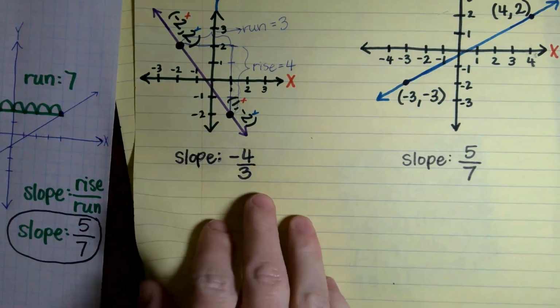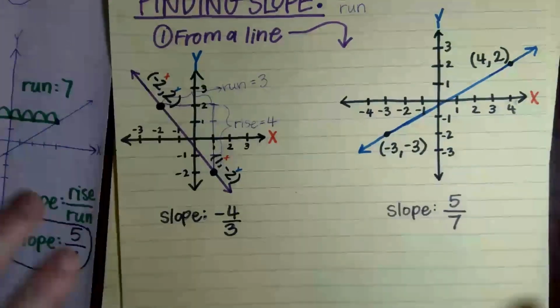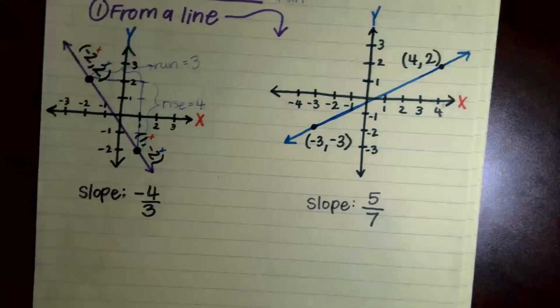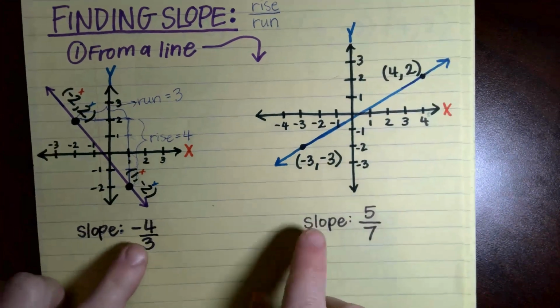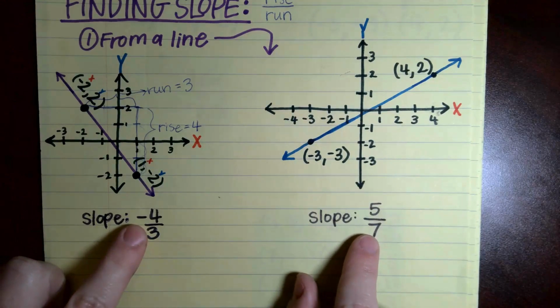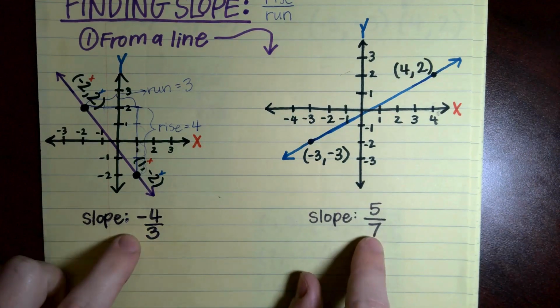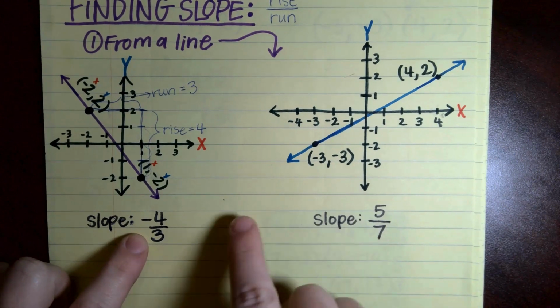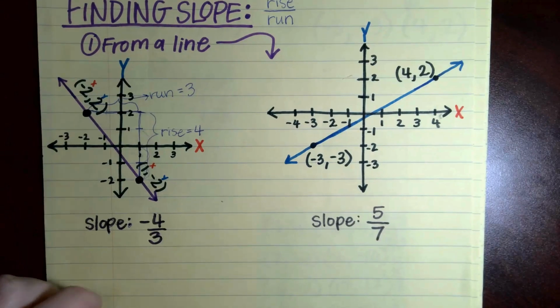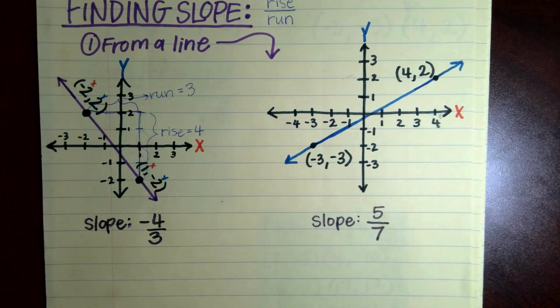All right, guys. So that's the first way to find slope. If you are given a line, the way to find it is to count your rise, count your run, and then put it in a fraction. The only thing that we need to make sure of is that we make it the proper sign, whether it's positive or negative. So a negative slope points down, a positive slope points up. Okay, I'll leave this up here for a second if anybody needs to write.